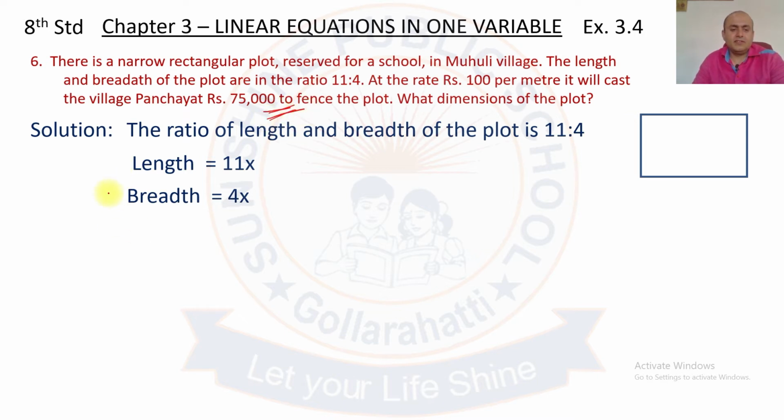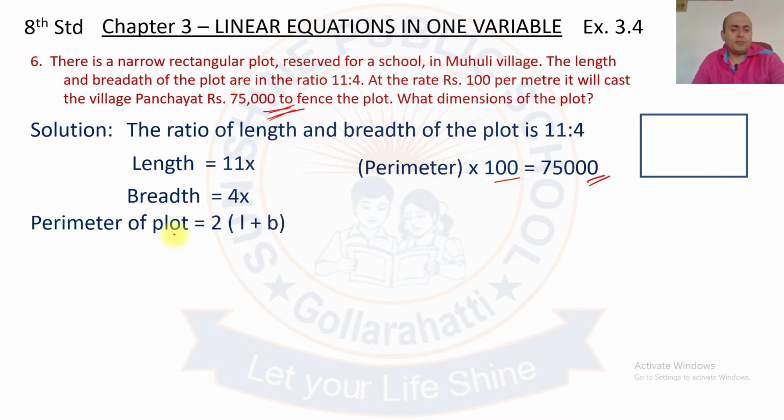Therefore, let us find the perimeter first. The formula is perimeter into 100. When you multiply perimeter into 100, we get 75,000, the total cost for fencing the plot. The perimeter of a plot is 2 into (L plus B). In the place of L, I will take 11x, and in the place of B, I will take 4x.